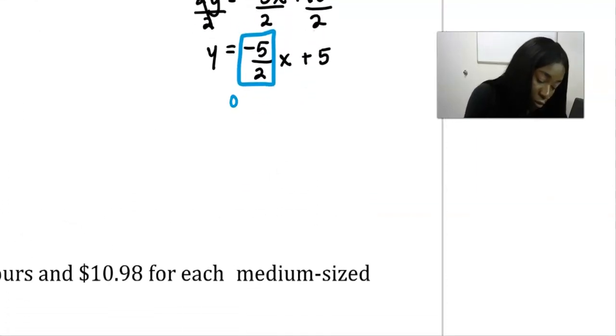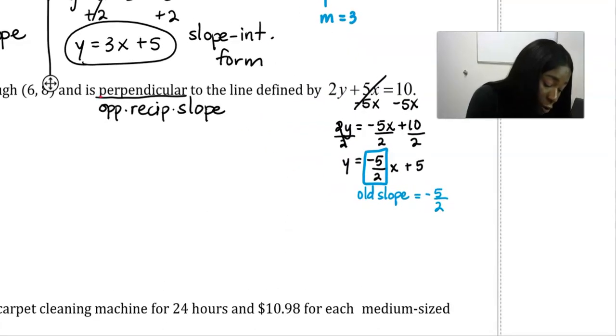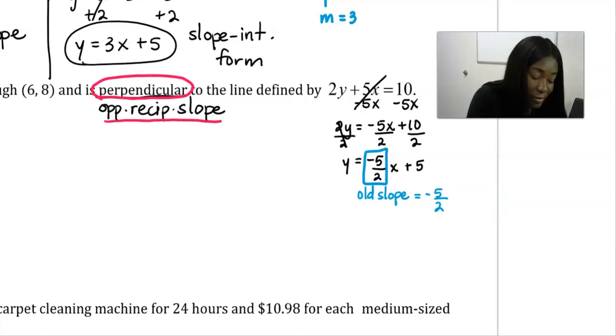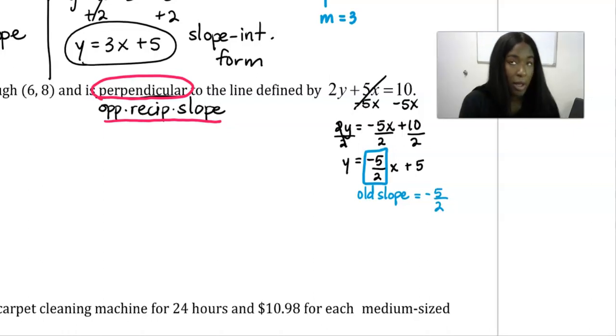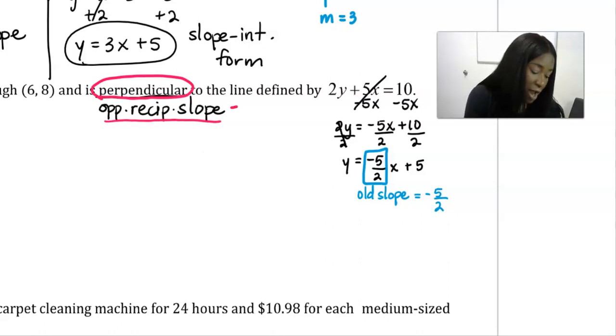This is the old slope, right? That's the old slope that they gave me. The old slope was -5 over 2. But they tell me that they want me to be perpendicular. Perpendicular means I need the opposite reciprocal slope. So opposite means change the sign. It will no longer be a negative number, and flip it. So it will no longer be 5 over 2. It will now be 2 over 5.